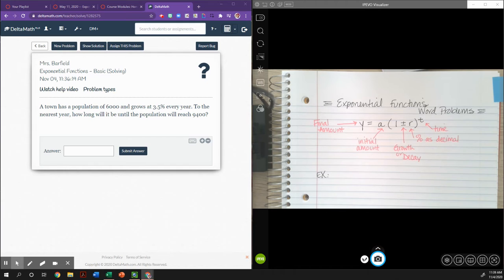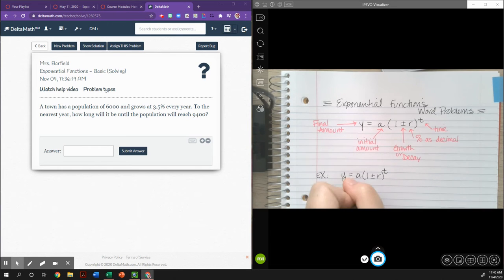All right, so it says a town has a population of 6,000 and grows at 3.5% every year. To the nearest year, how long will it be until the population will reach 9,400? Okay. All right. So I'm going to take my equation, y equals a times 1 plus or minus r to the t, and I'm going to fill in the information I have. All right. So it says a town has a population of 6,000. So that's my starting initial amount.